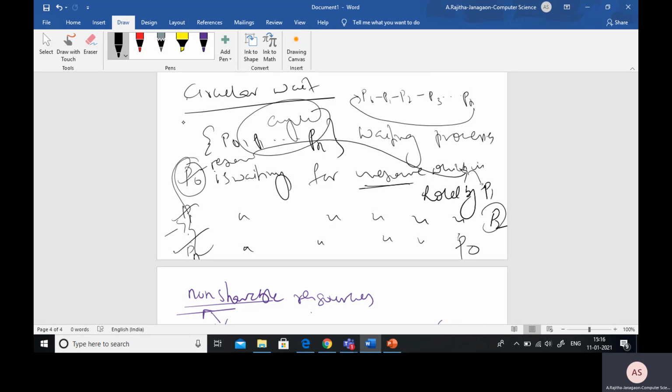So if P1, P2, P3 and so on voluntarily decide to release the resource, only then can another process use that particular resource.